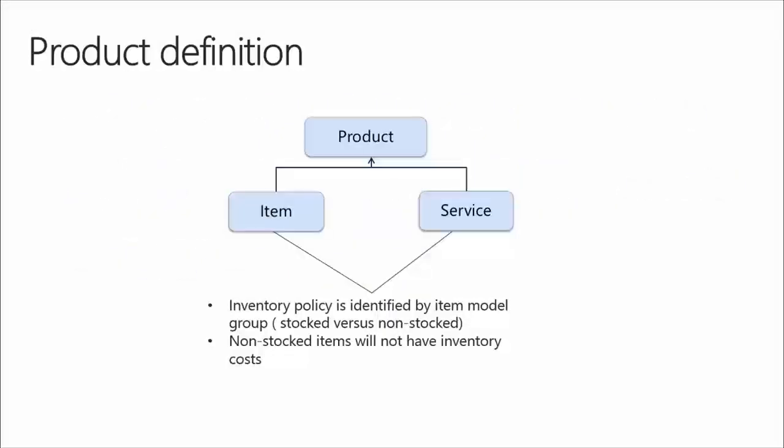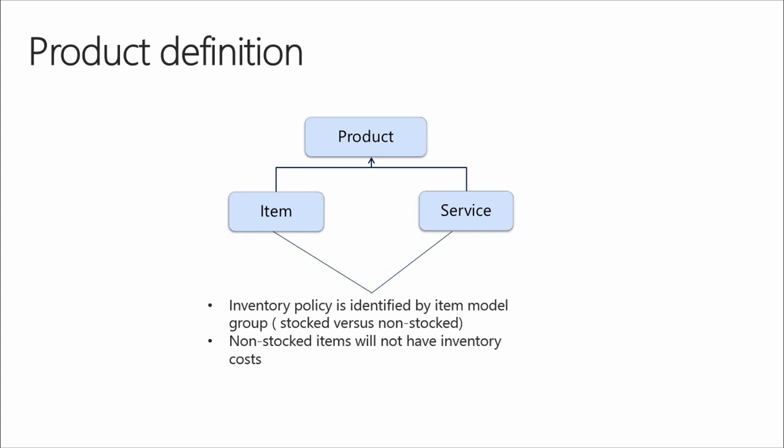Here is a quick definition of products in Microsoft Dynamics AX. Products could be either items or services. Items are tangible. Services are non-tangible. An example of a service is a training service, installation service, cleaning service. Whereas items are generally items that you can touch.